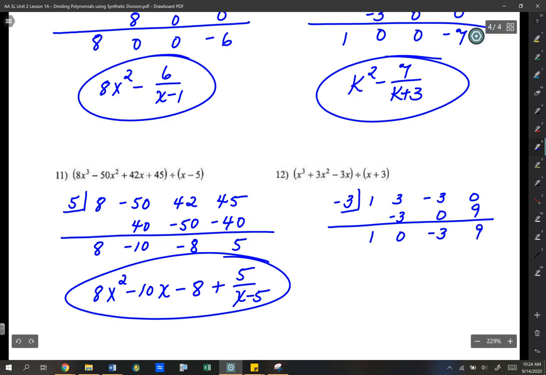Be careful with this one. We don't have the constant term, and we can't forget about a placeholder for the constant term. We had the cube, we had the squared, we had x to the first, and we still need a placeholder for the constant term.